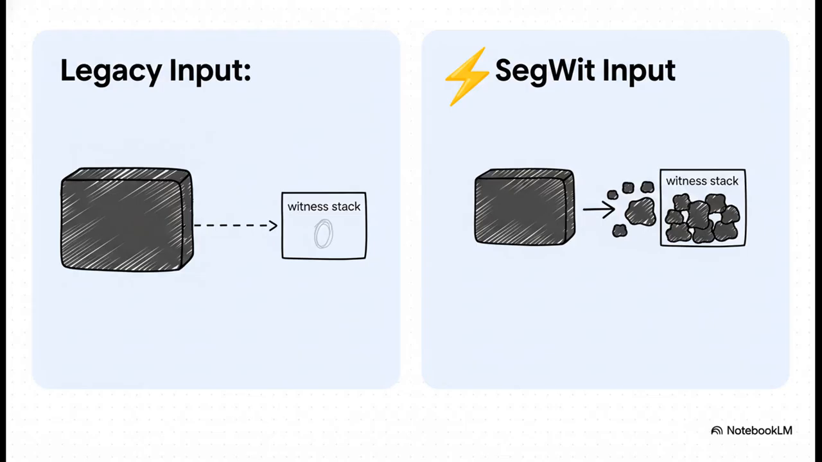You can actually see Bitcoin's evolution right here. On the left, you have these older legacy inputs, where that witness stack is just empty. But on the right, you've got the modern SegWit transactions, which do something absolutely ingenious. They take all that bulky authorization data and they move it out of the main transaction body and neatly tuck it into the witness stack. This was a total game changer for making the network more efficient and secure.